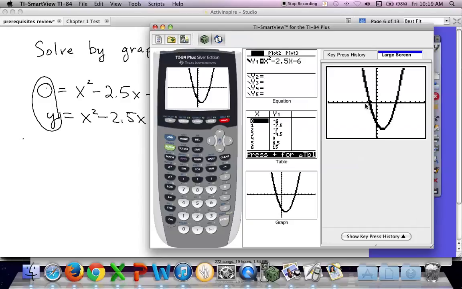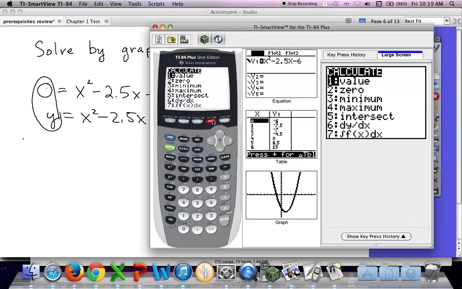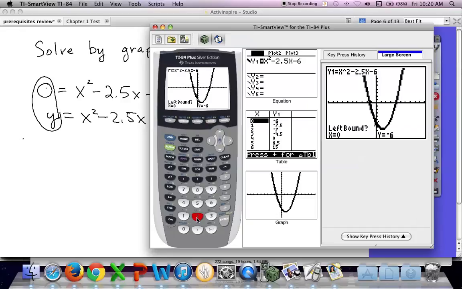So this one, let's use the calculator. We go second, calc, and then the 0 is number 2 option. When it asks left bound, then put in a value of x which is to the left, which means less than. I'm just going to put in -3. Enter. And for a right bound, we want to be to the right of that 0, not this one, just the right of this one. Let's say 0.